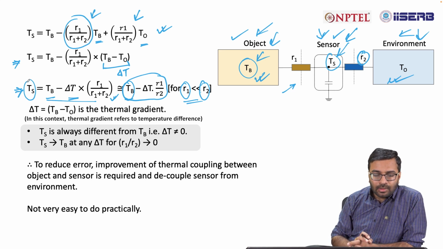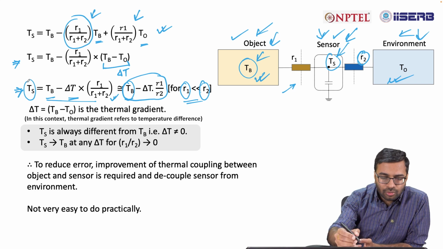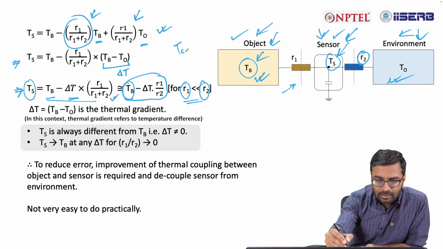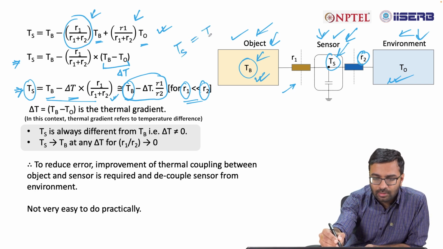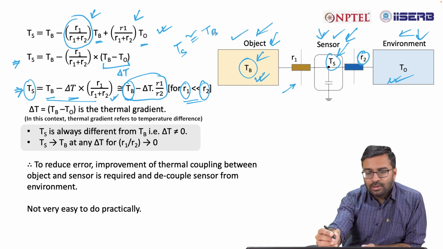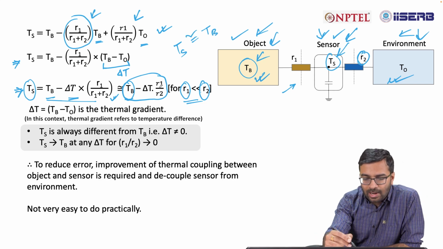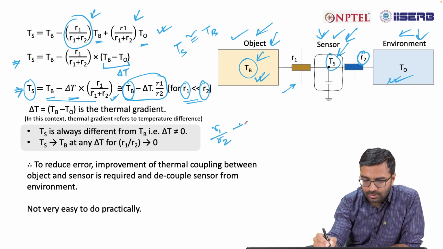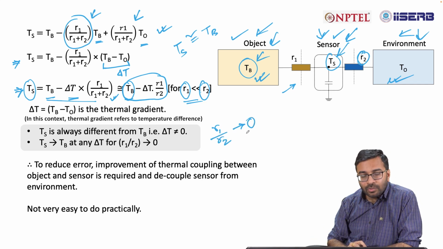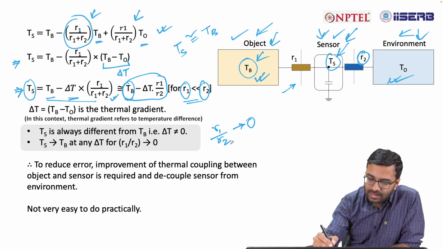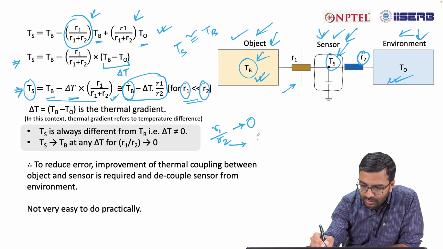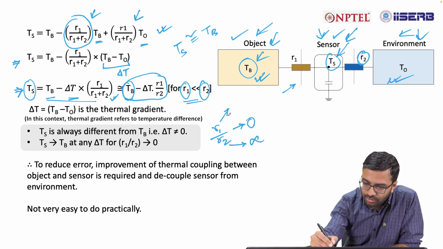Now, to make both the temperatures close to each other, your R1 by R2, this ratio should tend to 0. What does that mean? That means either your R2 should tend to infinity or your R1 should tend to 0.